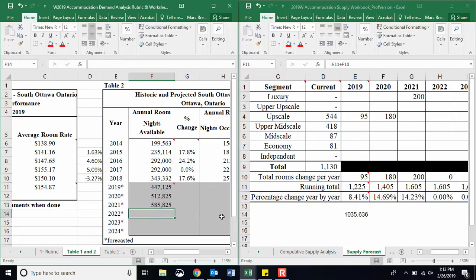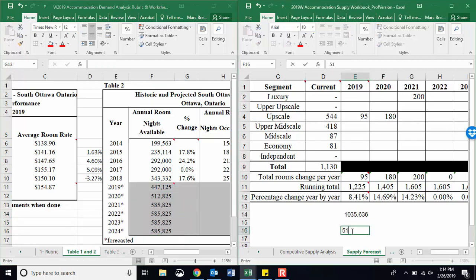And then it stabilizes. So 585, 825, 585, 825, 585, 825. So that's how we would have wanted to get to this portion. This is the true representation. I believe some teams had 516, 707 or something like that for 2021 to 2024.